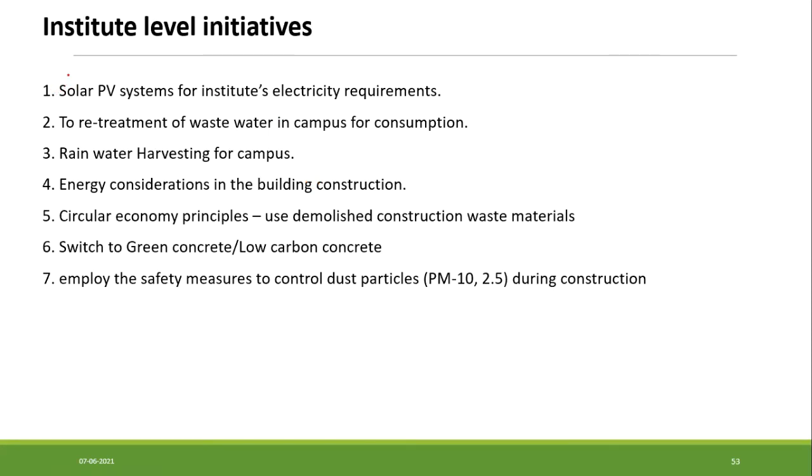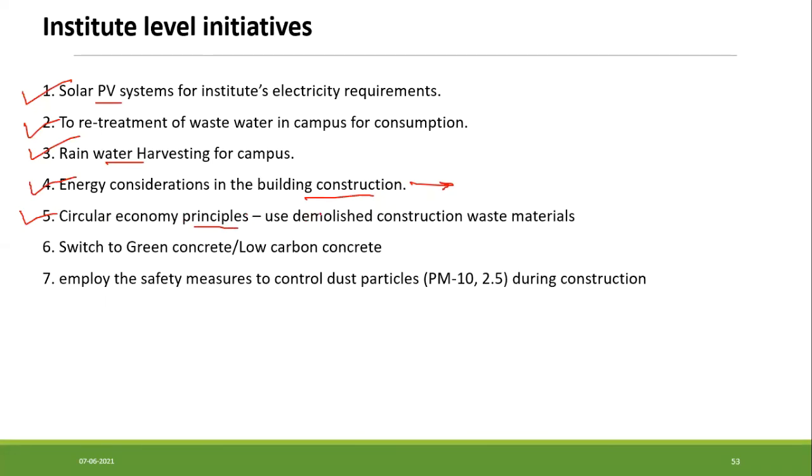I'll just quickly go through them. First is solar PV, photovoltaic systems. Then we can treat our wastewater and use it in the campus as gray water. Rainwater harvesting can be done. Energy considerations in building construction, so natural light can be used whenever possible. Circular economy principles can be used.